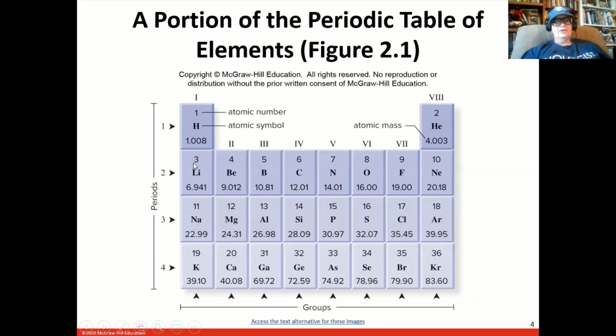If it has 3 protons, it's lithium. I'm so happy. Sorry, Nirvana song.